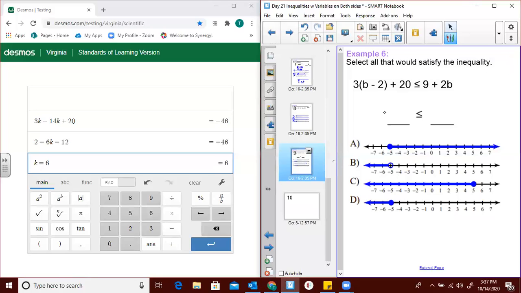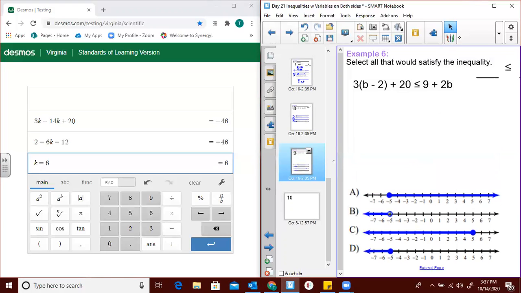All right. So now I'm going to do this one by hand. Again, I see that I need to distribute. So I'm distributing my 3. And I get 3b minus 6 plus 20 is less than or equal to 9 plus 2b. I'm going to combine like terms on my left-hand side. On my right-hand side, I realize that I cannot. So I have 3b plus 14, and that's going to be less than or equal to 9 plus 2b.